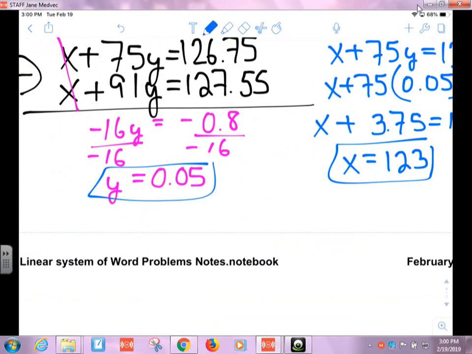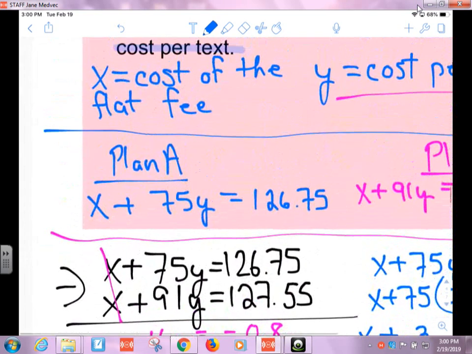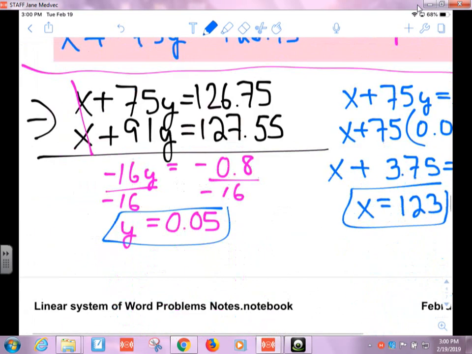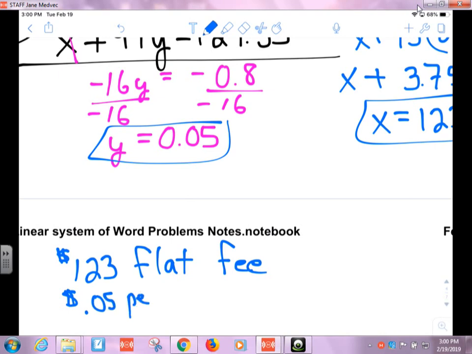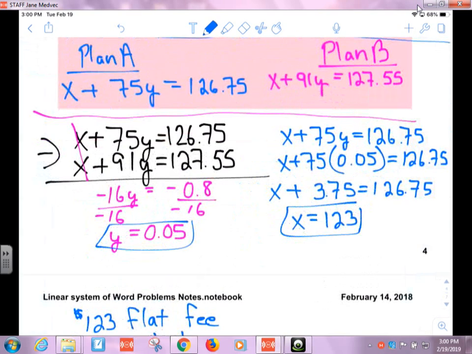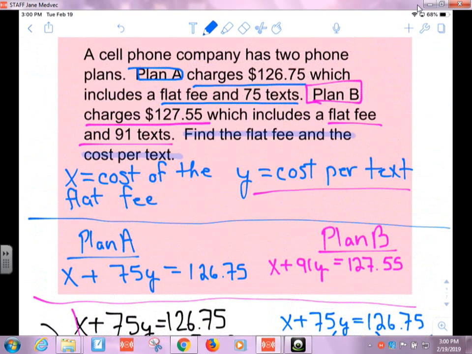So you'll notice that I've got two separate answers. Now I need to make sure that I know what I'm answering. So x, if you remember, is the cost for the flat fee. So it's going to be $123 for the flat fee. And I'm going to end up with 5 cents per text. Come back up, find the flat fee, and find the cost per text.